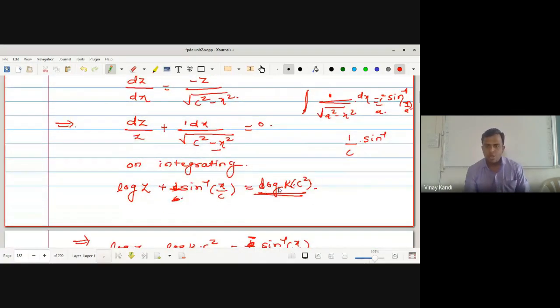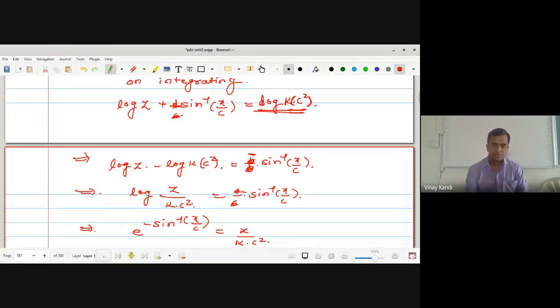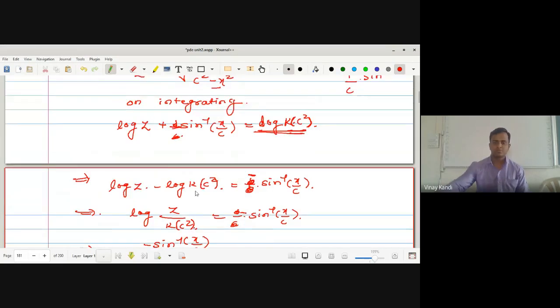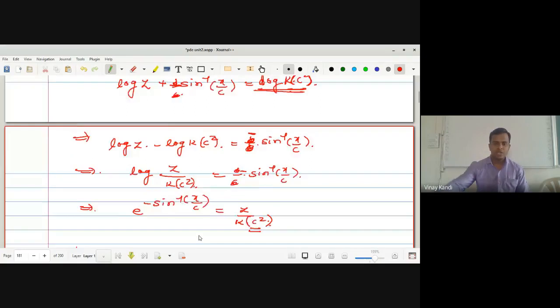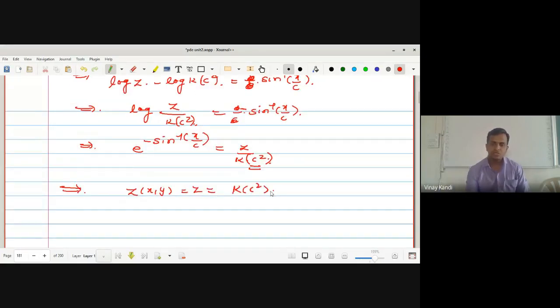Okay, so here we get log of k is a function of the integration constant, or it may be a function of the constant, k of c square. So here we get k of c square. Okay, that implies k of c square into e raised to minus sine inverse of x upon c. That implies z is equal to k of x square plus y square into e raised to minus sine inverse x upon c. So give it as equation number 4.